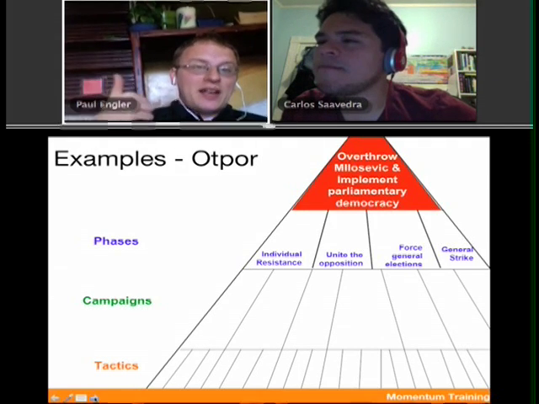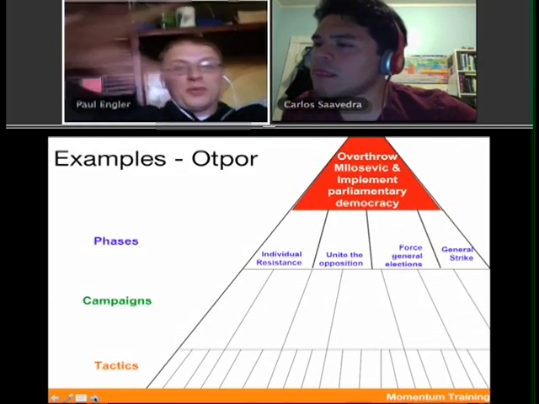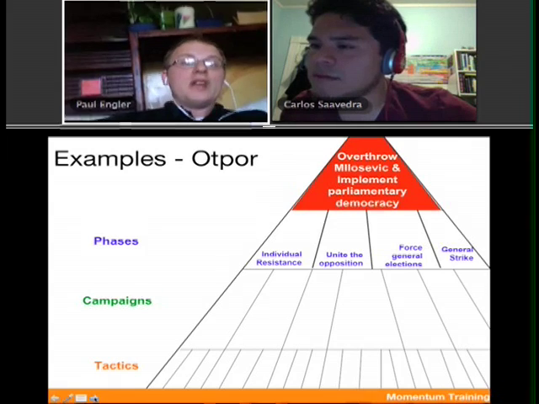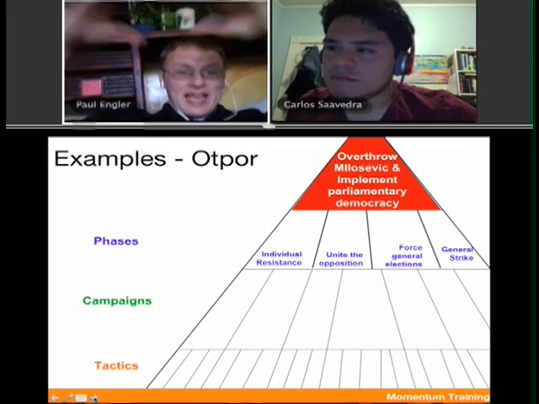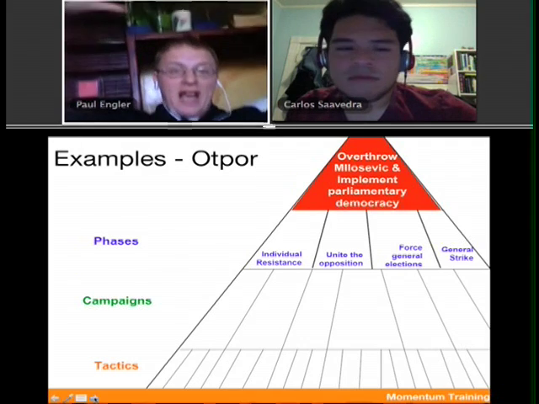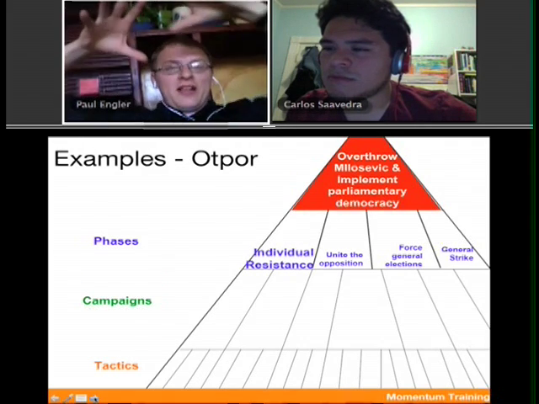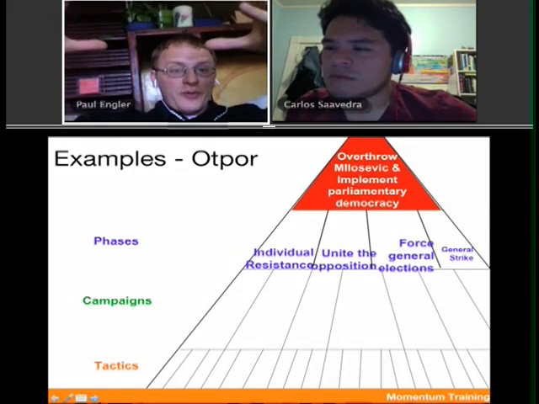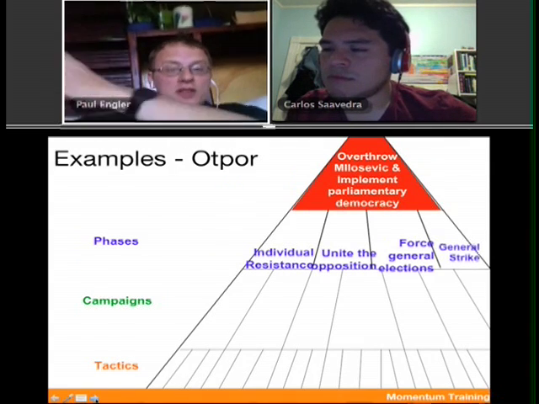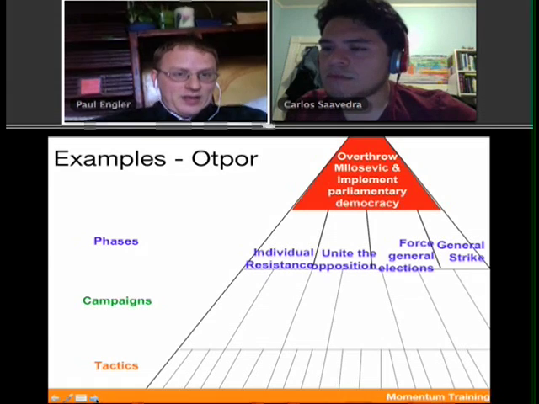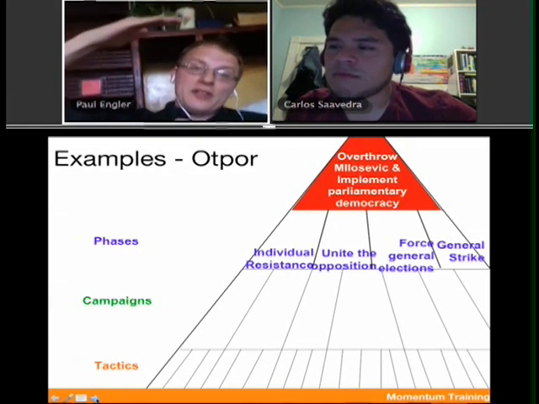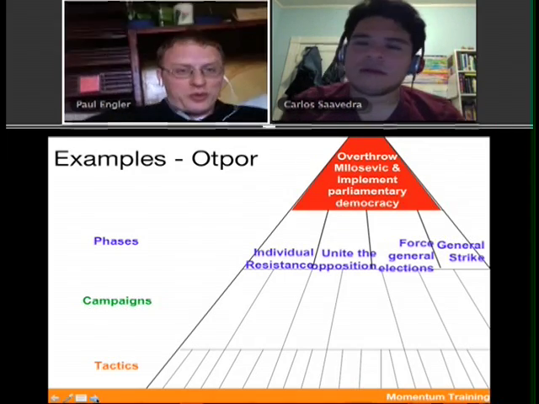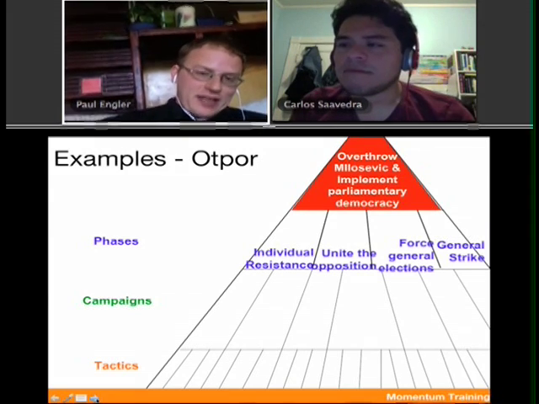Their phases were, one, a phase of individual resistance, which allowed lots of people to do small acts of civil disobedience to build their movement. Once the movement was big enough, they united the political opposition together. That was another phase of their movement. After they united the political opposition, which was very hard in Serbia, they had a general election in which they monitored the results. And then they enforced the general election through a general strike. There was an escalating series of nonviolent actions that led to an all-out economic, political general strike in the country that toppled the dictatorship.